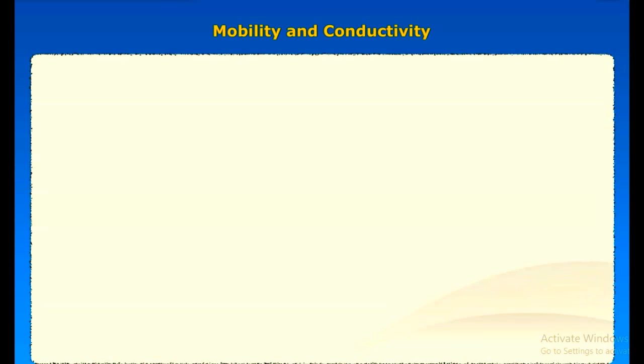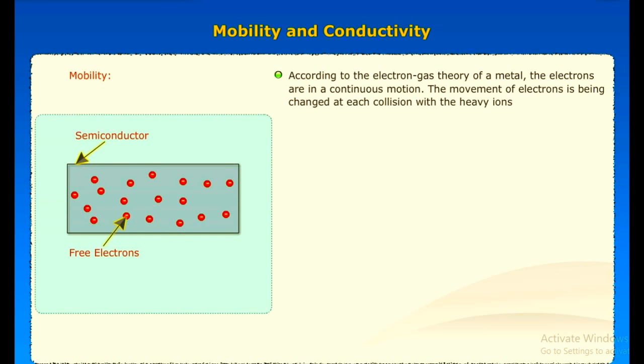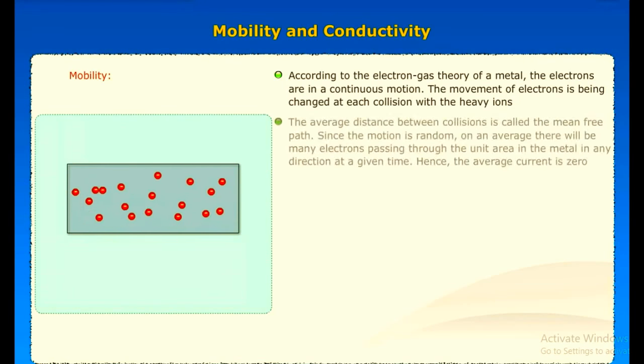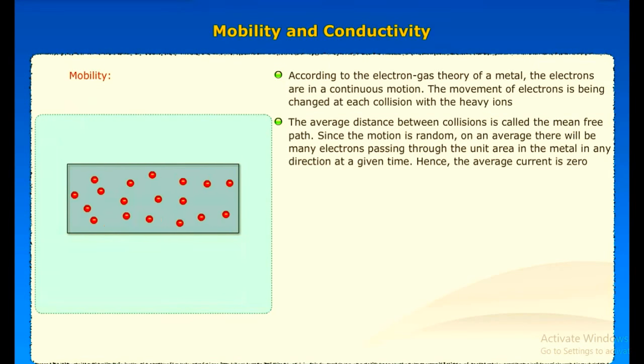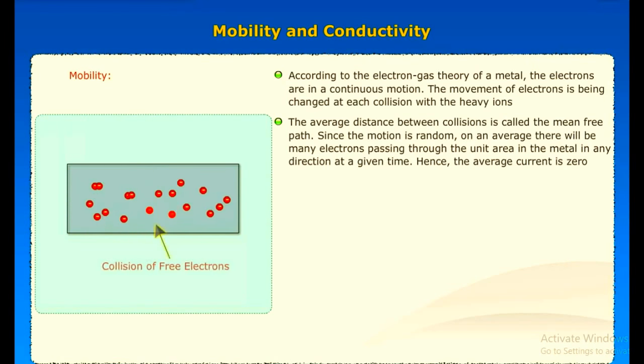Mobility and conductivity. According to the electron gas theory of a metal, the electrons are in continuous motion. The movement of electrons is changed at each collision with the heavy ions. The average distance between collisions is called the mean free path. Since the motion is random, on average there will be as many electrons passing through a unit area in the metal in any direction at a given time. Hence, the average current is 0.